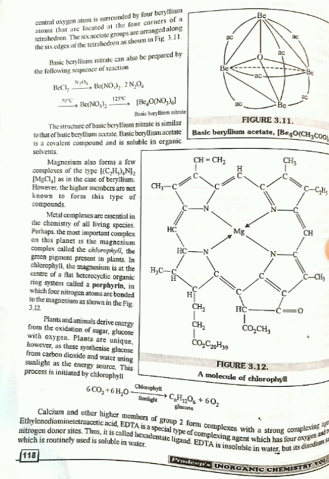Calcium and other higher members of group 2 form complexes with a strong complexing agent. Ethylenediaminetetraacetic acid, EDTA, is a special type of complexing agent which has 4 oxygen and 2 nitrogen donor sites. Thus, it is called a hexadentate ligand. EDTA is insoluble in water, but its disodium salt, which is routinely used, is soluble in water.